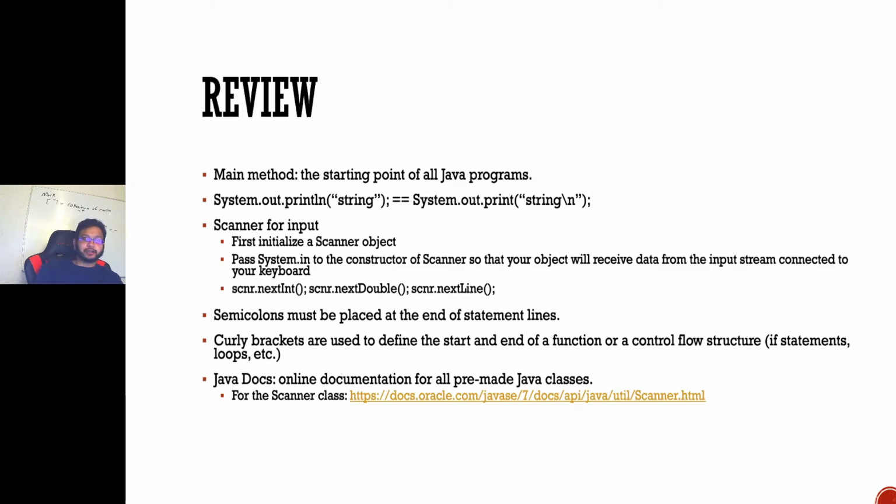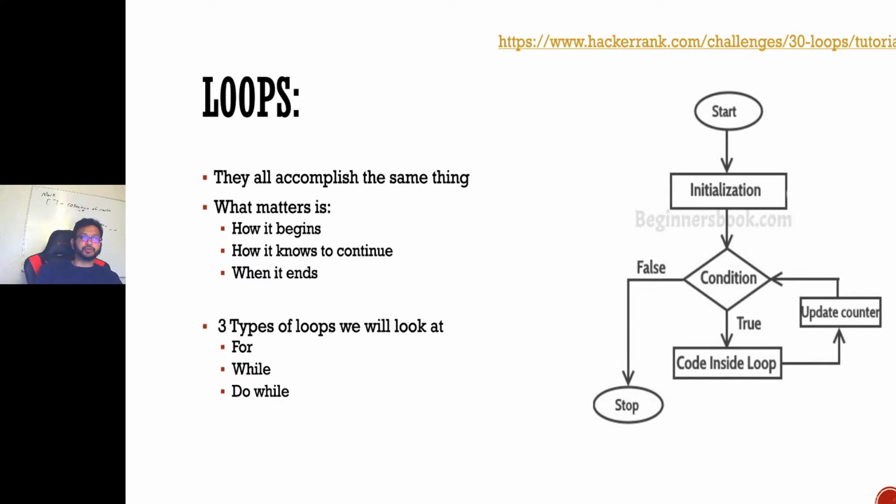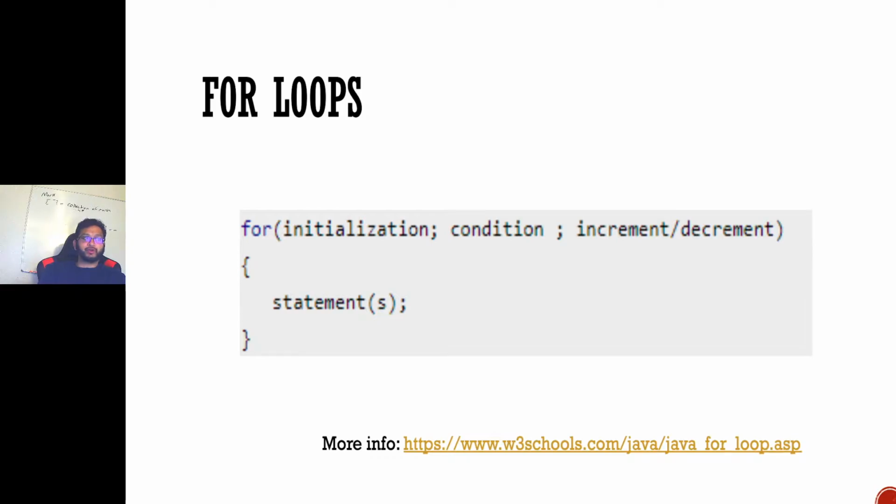Now, we talked about last time different types of loops. And the thing about loops is they all have a similar structure. You need to initialize them. Then from there, you need to have a condition on moving forward or not, updating to get to that condition, and how you end. Three types of loops that we've looked at are the for loop, the while loop, and the do while loop. So to go over them a little bit, let's look at the for loop.